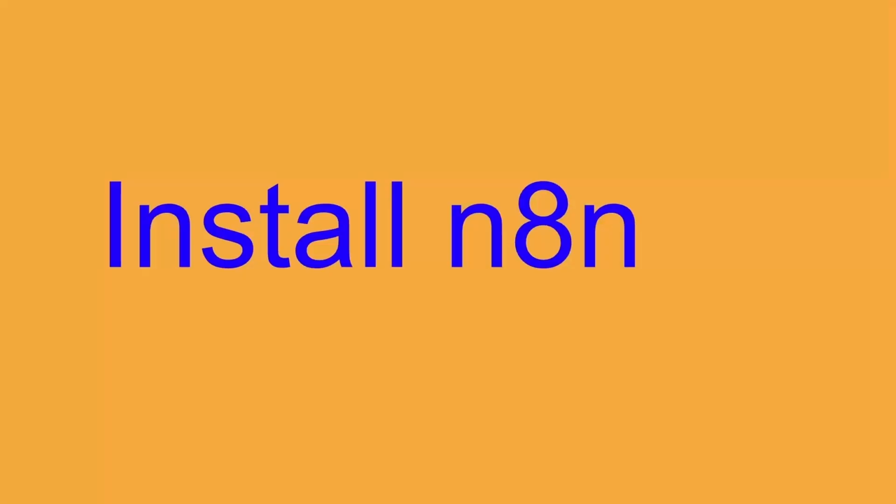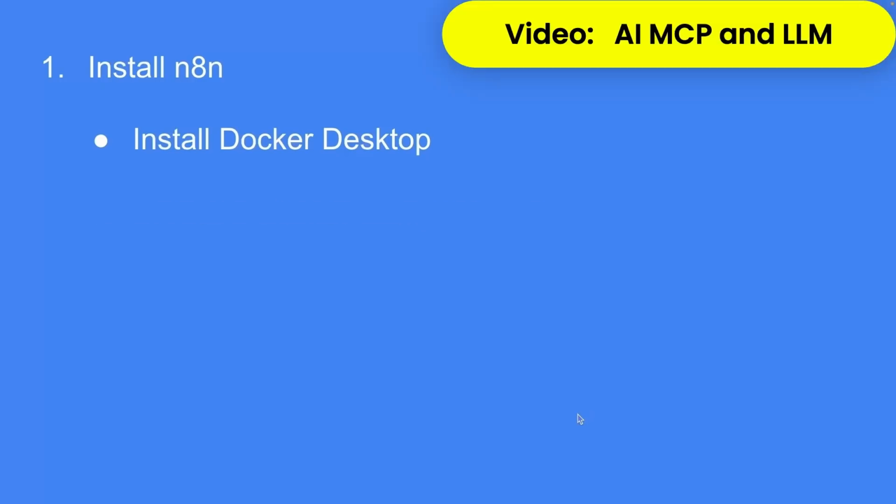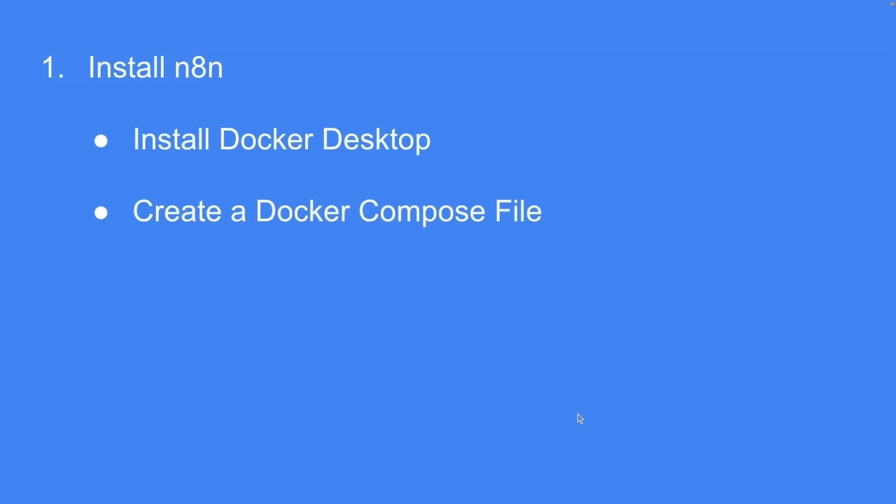Install the community version of N8N on a local machine as a Docker container. Let us install the free version of N8N on your local machine. There are many ways to install N8N. We're going to run N8N from a Docker container. You have to install Docker Desktop first if you don't already have it. Check the Docker website for instructions. You can also check the other video, Integration of LLM with MCP Server, on this channel for step-by-step instructions.